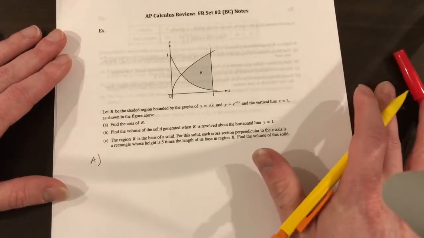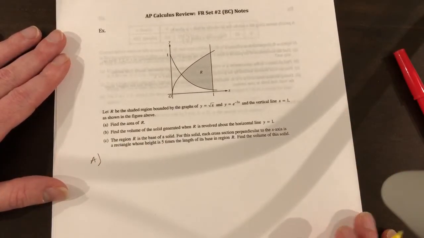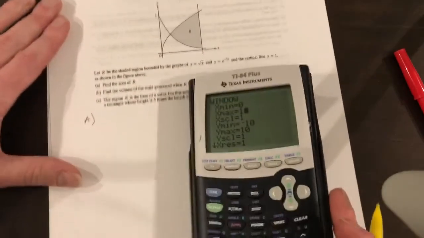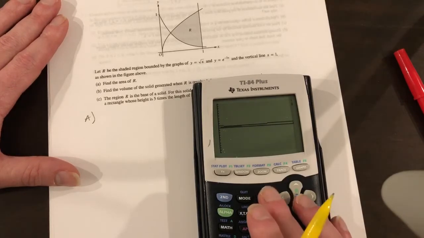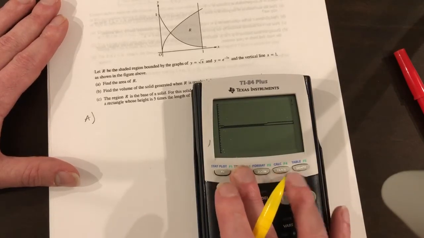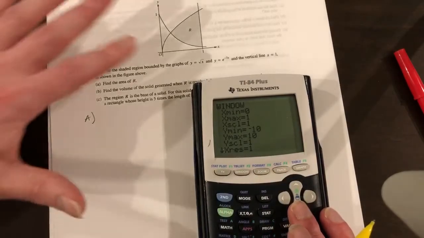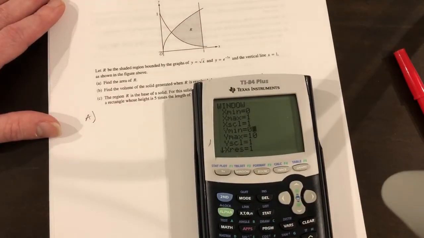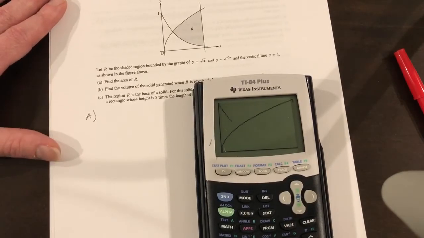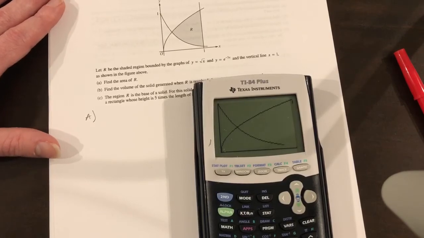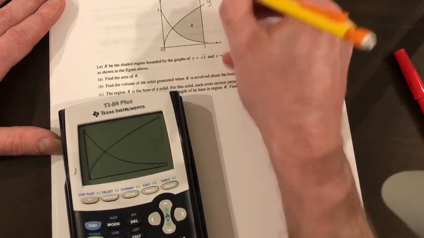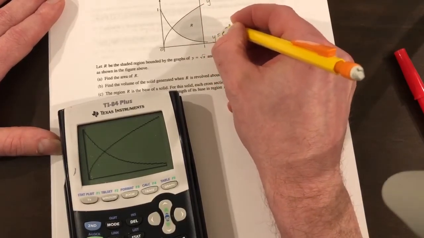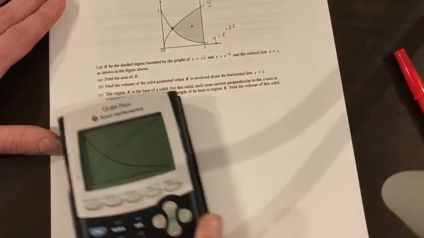It says find the area of R. Okay, so when we graph this, we're going to find our intersection points first. Let me change my window. So when you go to graph this, you're going to change your window, your X values from 0 to 1 and your Y values from 0 to 1. Okay, so that first graph is going to be your square root of X and your second graph is going to be the exponential function. So I would just label that Y is equal to square root of X and Y is equal to e to the negative 3x.